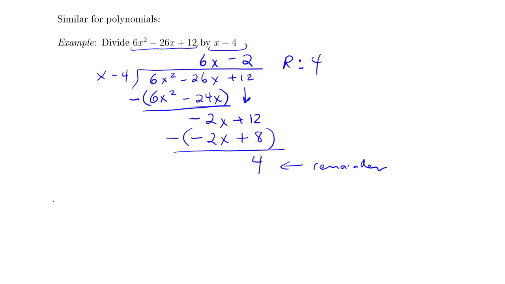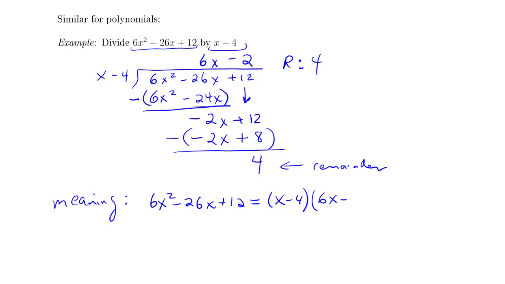Okay, so what does this really mean here? Well, again, it means that I can take the dividend 6x squared minus 26x plus 12 and express it as the divisor, x minus 4, times the quotient, 6x minus 2, but then I need the plus 4 because that's the remainder. And so what I've done is I've essentially broken this down as almost a factoring, but with a remainder. Okay?